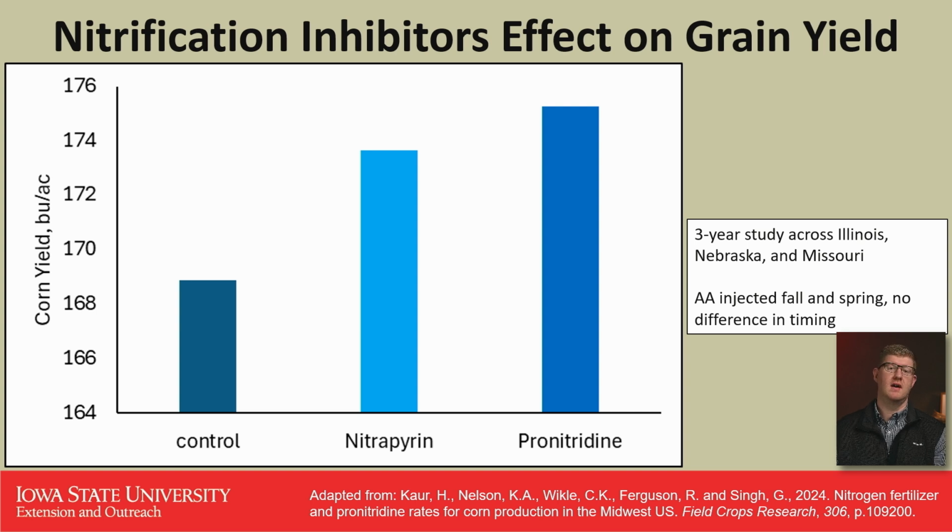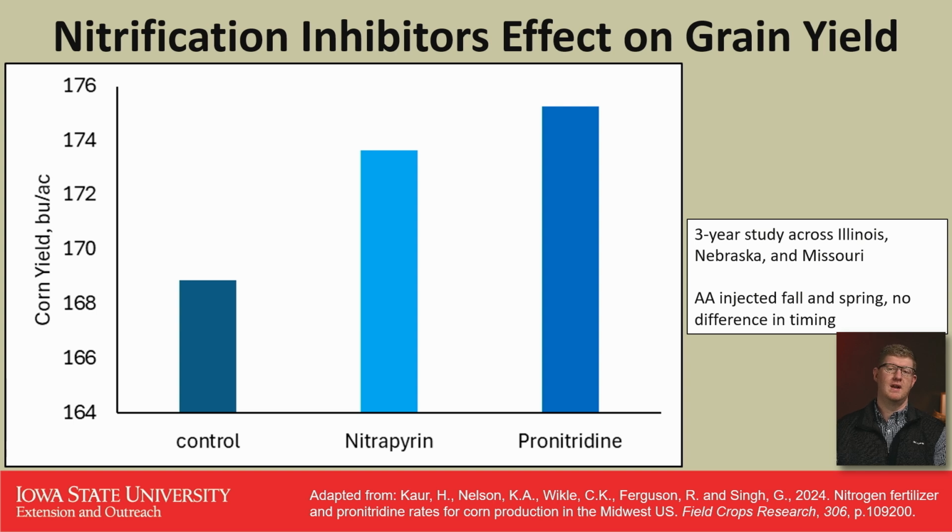On this figure, again, you have yield in bushels per acre on the left, but across the bottom, this time, our control actually represents just anhydrous with no inhibitor product at all. And then in the middle, we have nitrapyrin. That's our Instinct in this case. And then on the right is pronitridine or Centuro.